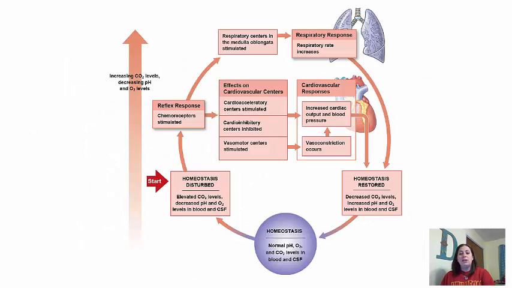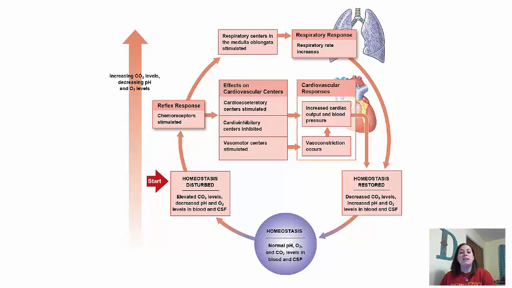So if we're looking here at another example of our flow chart, we see that homeostasis gets disrupted. We see that there's elevated CO2 levels in the tissue. This is going to decrease the pH, and oxygen levels in the blood and the cerebral spinal fluid are being affected. So there is a reflex response. The chemoreceptors get stimulated. So the chemoreceptors with this reflex, some of them are going to communicate with the respiratory center in the medulla oblongata, and this is going to cause the respiration rate to increase.